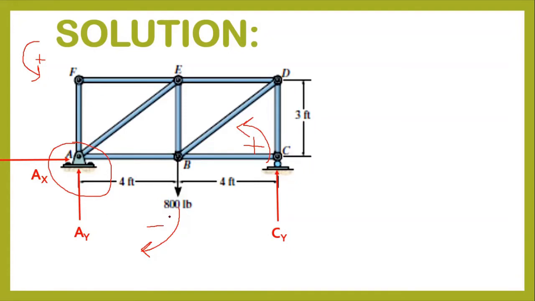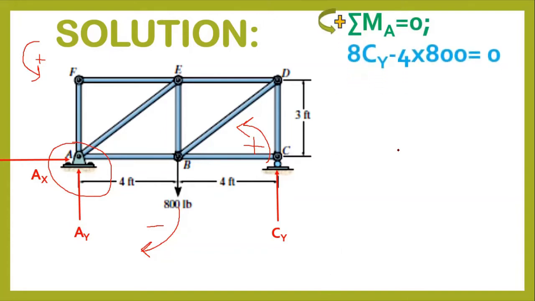I am talking about 800 pounds. And for the support reaction CY, it is 8 feet away from point A, so I have to take 4 feet here. For 4 feet, I have to add 4 plus 4, it will become 8 feet. So summation of MA equals 0, and the anti-clockwise direction is positive, so 8CY minus 4 into 800, I told you already. So CY becomes 400 pounds.